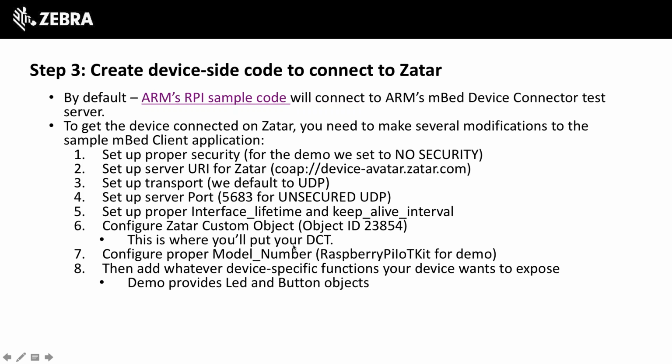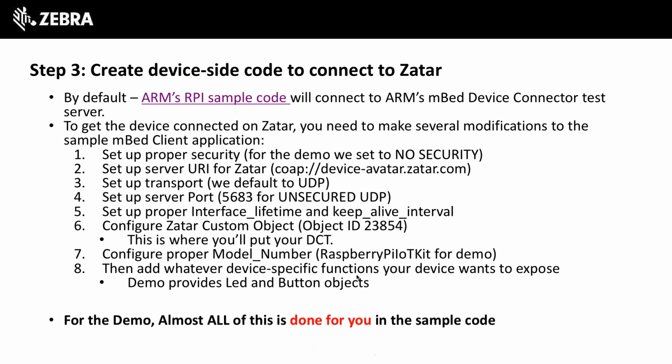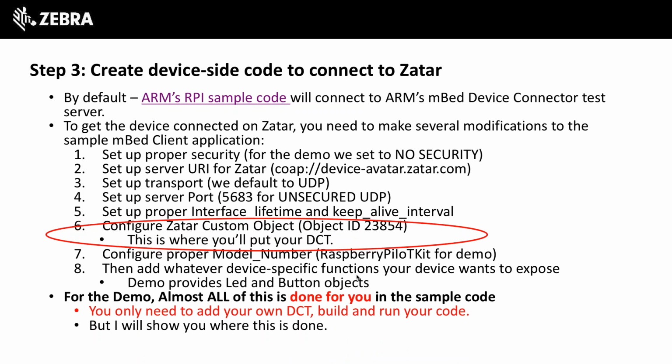For Zatar, you have to configure a custom object ID 23854, that's where you put your DCT. That's a Zatar requirement. Other cloud services will probably do authentication some other way. But a lot of that stuff will translate from one cloud service to another, but this one is unique to Zatar. And also you have to configure the right model number. These are the things that have to be done in order to transfer what ARM gives you to what we give you. The good news is we've done that for you in the sample in the GitHub repo that you can download. The only thing you need to do is put in your DCT that you get from the dev zone, because we can't do that for you. And I'll talk about that in a second.